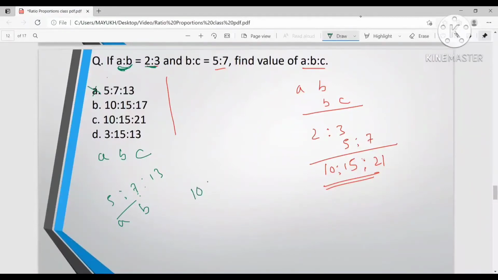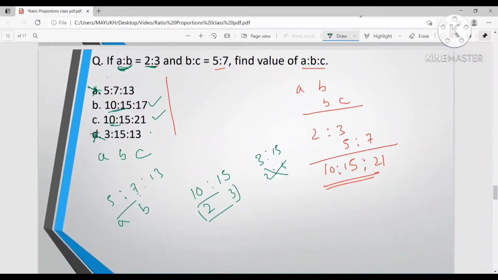Is 10 is to 15 satisfying 2 is to 3? Well, if I divide by 5, I get 2, and 15 divided by 5, I get 3. Yes. So this satisfies. Similarly, 10 is to 15 in this case also will satisfy. Okay. But is 3 is to 15 satisfying 2 is to 3? No. So this is also out of question. So out of 4 options, within 15 seconds, I have removed 2. So now I am in a nice confident state. Yes, I can proceed further.